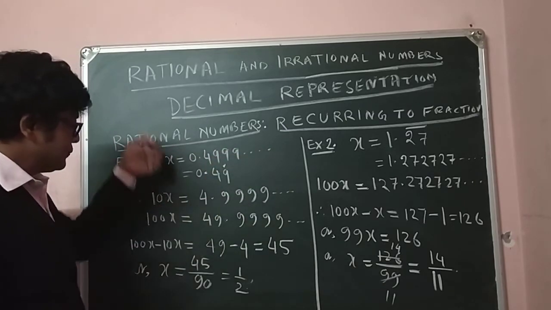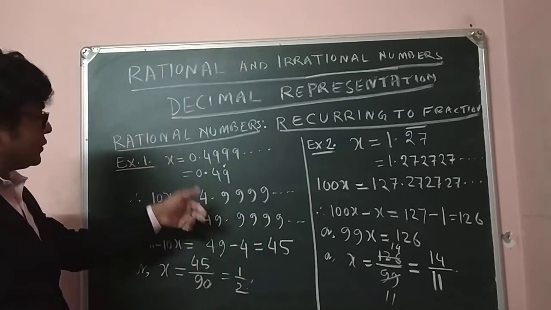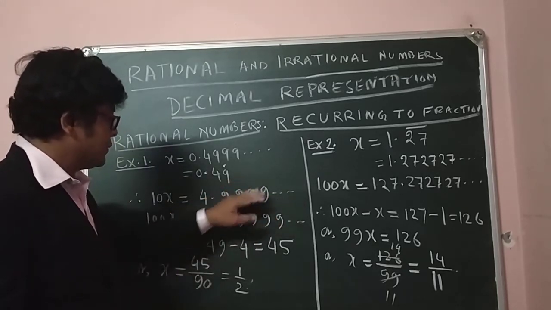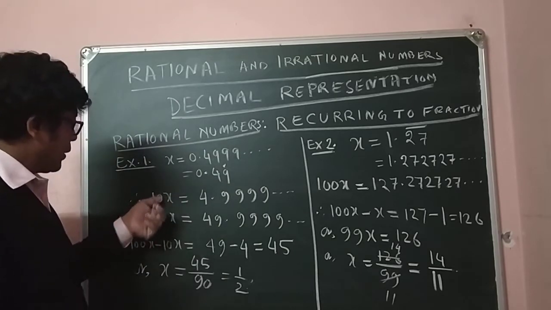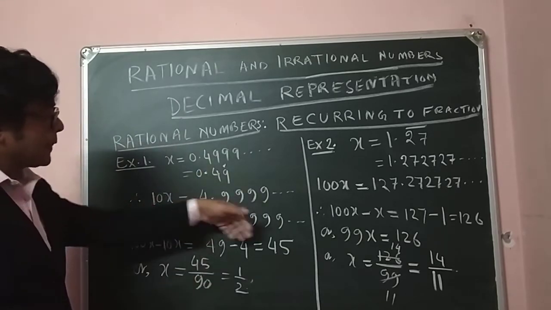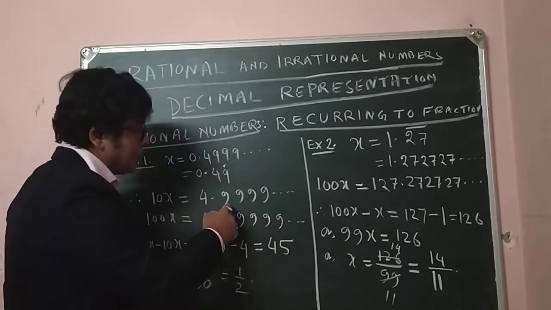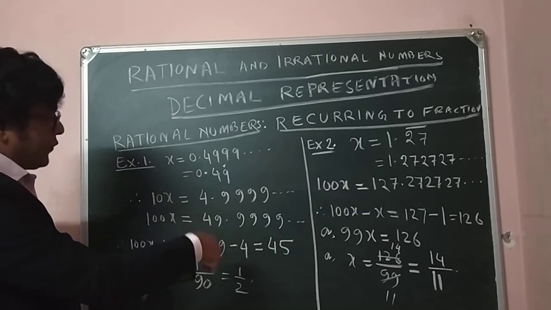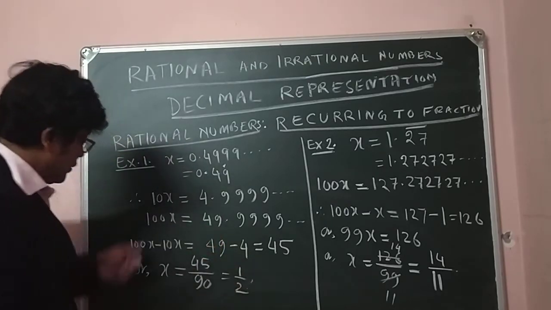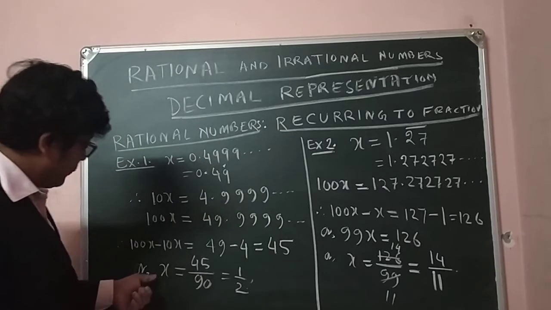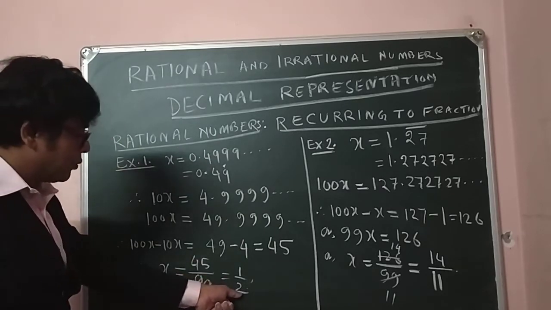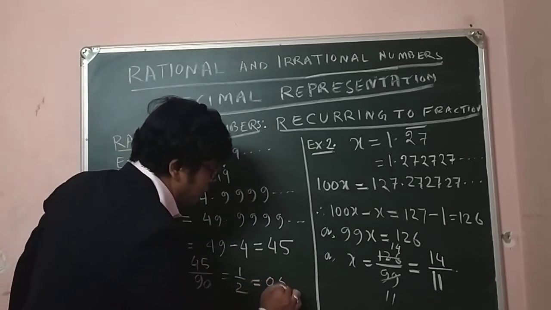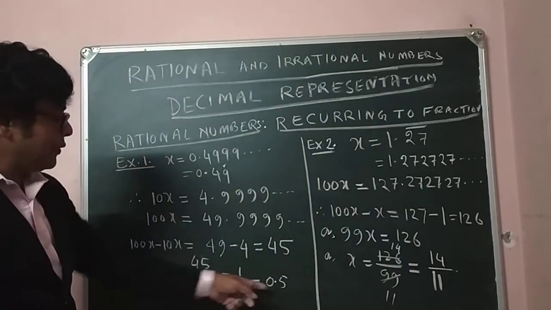The trick is that you find the decimal part is the same after multiplication by 10 or 100 or 1000 and so on. Once the decimal part is the same, you are able to subtract to get the fractional form, or p by q form. So if we subtract, we get 45x equal to 45 by 90... that is, x is equal to half. This half also has another representation, 0.5, which is a terminating one.